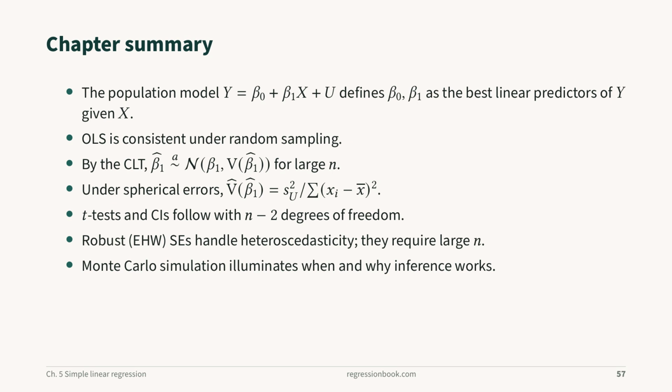The central limit theorem makes the slope asymptotically normal. The spherical error variance formula. T-tests and intervals with n-2 degrees of freedom. Robust standard errors for heteroscedasticity, needing large samples, and Monte Carlo as the microscope on all of it.